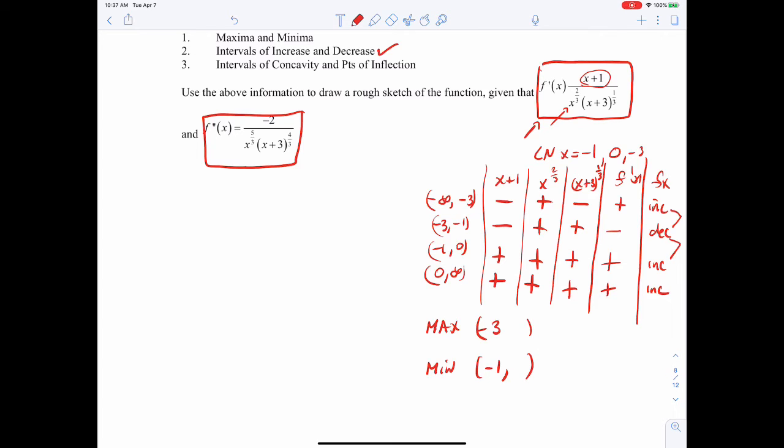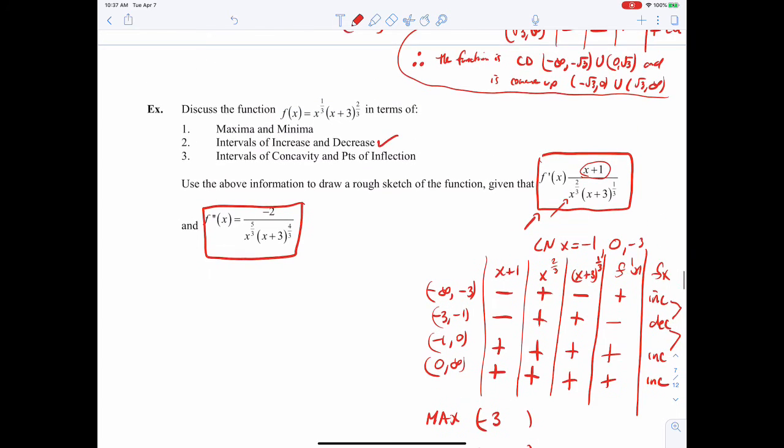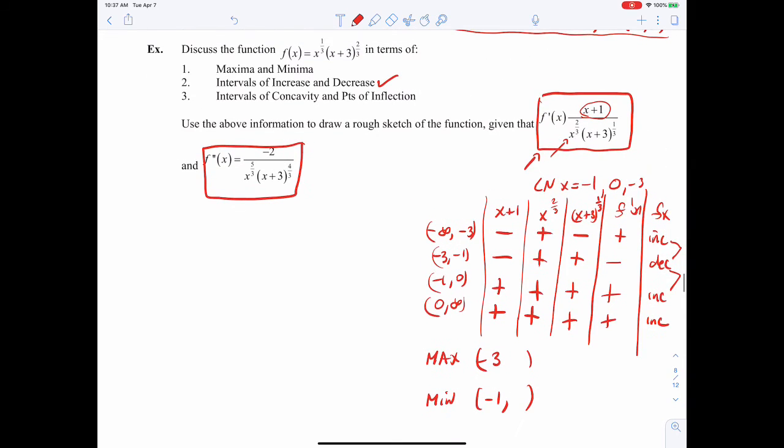So now I have to put these back into my original function to calculate these. So when I put these back into my original function, now -3, so if we look at this and say f of -3, I get the cube root of -3 times -3 plus 3 to the 2/3. This turns into 0. When 0 multiplies out, f of -3 just equals 0. So I have a max at -3 and 0.